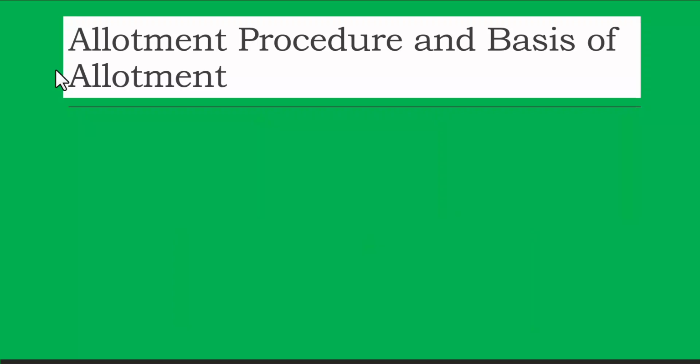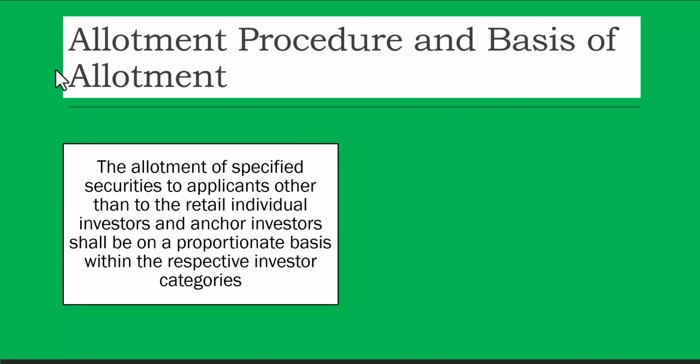So we'll understand that. The allotment of specified securities to applicants other than to the retail individual investors and anchor investors shall be on proportionate basis within the respective investor capital. So the first one is explained. It will be on the basis of proportionate. जितना टाइम ओवर सब्सक्राइब हो उतना के हिसाब से सबको प्रोपोर्शनेटली मिल जाएगा.